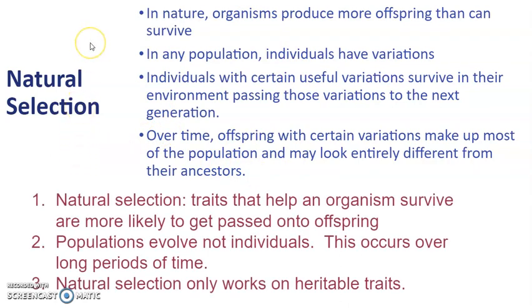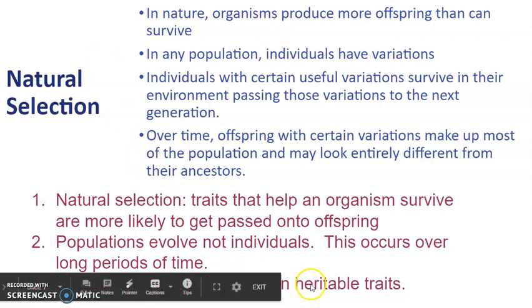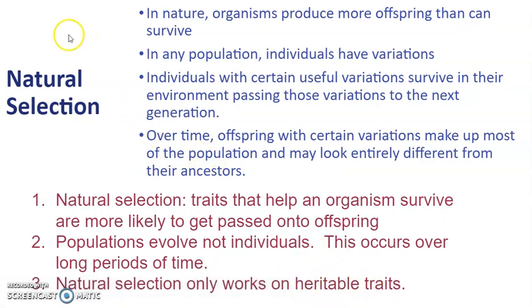Three things to keep in mind: natural selection is discussing traits that help an organism survive, and those are more likely to get passed on to offspring. Populations evolve, not individuals. An individual doesn't adapt in this sense to the environment, but a population does. And natural selection only works on heritable traits, so traits that can be passed on by genetics.